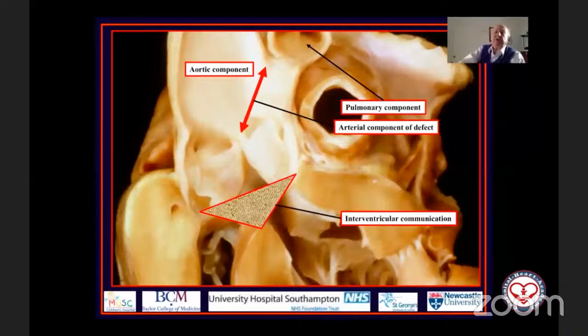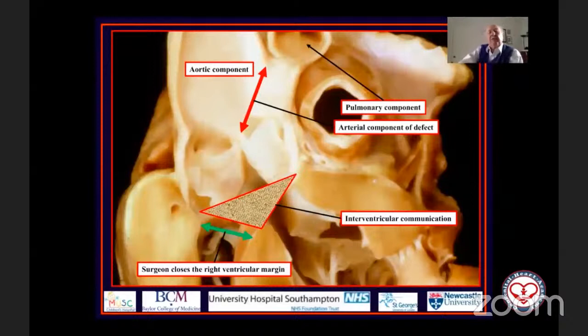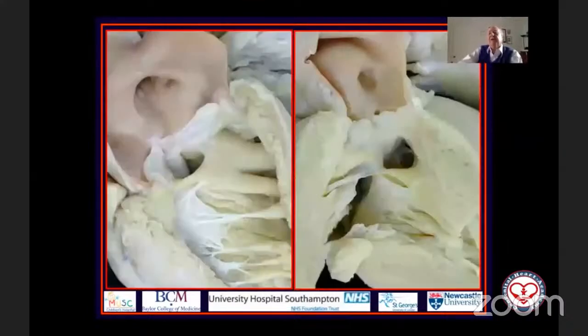And then we have the interventricular communication, which is the cone of space subtended beneath the common truncal valve and the crest of the muscular ventricular septum. We discussed the significance of this in the setting of tetralogy. And as in tetralogy, the surgeon will put the aortic component of the defect into communication with the left ventricle, so he or she will close the right ventricular margin of the cone of space subtended beneath the common truncal valve. So that is what we look at when we describe the ventricular septal defect. We would prefer to call it an interventricular communication.